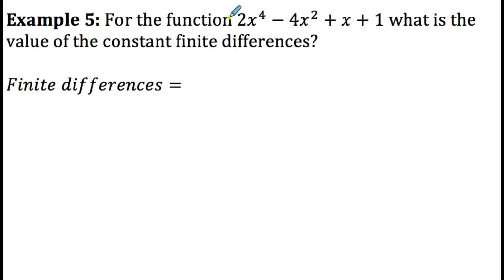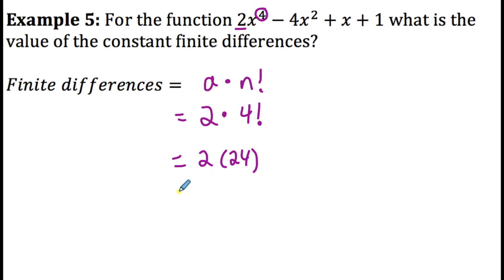Last example, this time I'm going to give you the equation. And it says, what is the value of the constant finite differences? Well, it'll be the fourth column where they're all constant, but what is the value of those finite differences in the fourth column? We can calculate that just by doing a times n factorial, where a is the leading coefficient, 2, times n, which is the degree, 4. And 4 factorial would be 4 times 3 times 2 times 1. So 4 times 3 is 12, times 2 is 24, times 1 is 24. So 2 times 24, which is 48.